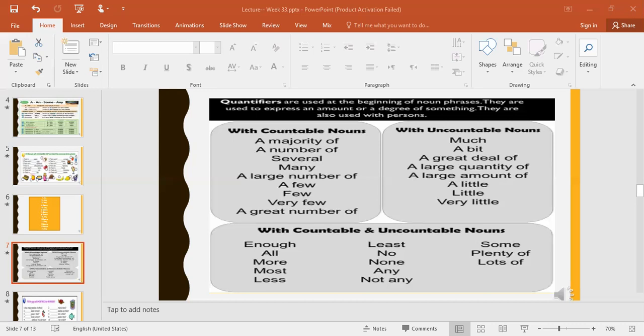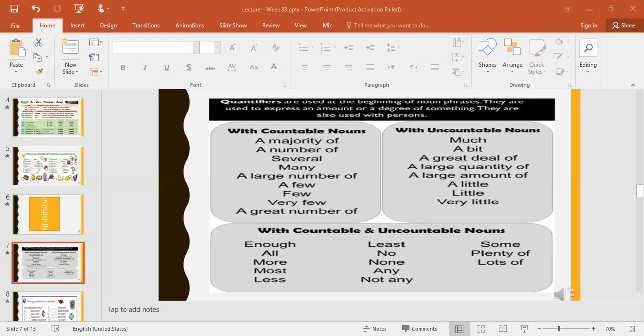Now we move to a little, little and very little. Here it also shows that I do not know the exact amount or the exact quantity.